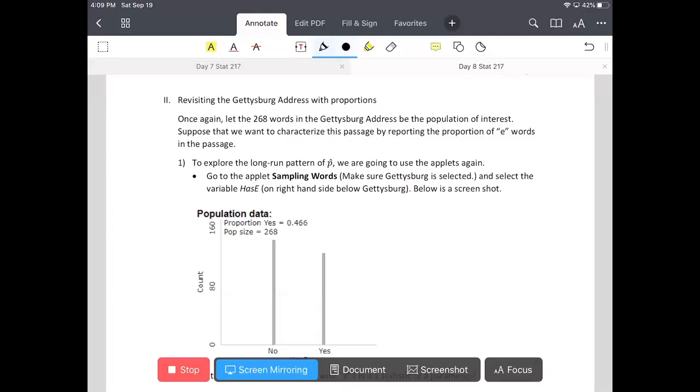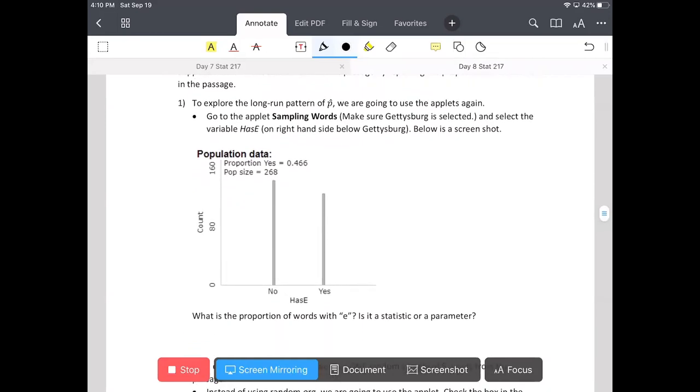So far we've talked about the central limit theorem with means, but let's look at it again with proportions. We're going to revisit that to help us figure out something about the central limit theorem. It's very similar, but with proportions. Once again, we have the 268 words in the Gettysburg Address as the population of interest. Suppose we want to characterize this passage by reporting the proportion of E words. Once again, I'm just taking what we had from before to explore the long run pattern of p-hat.